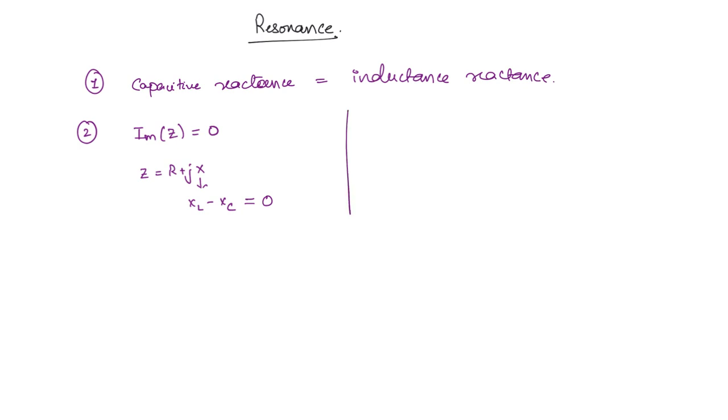Similarly, this is impedance. What about admittance? Admittance is the inverse of impedance. This also will be 0, because what is Y? Y is nothing but 1 by Z, which you can write as (R minus jX) divided by (R square plus X square). Now if you keep X is equal to 0, then what will you get? Y, you are going to get 1 by R. Okay. So that means the imaginary part of Y is 0.